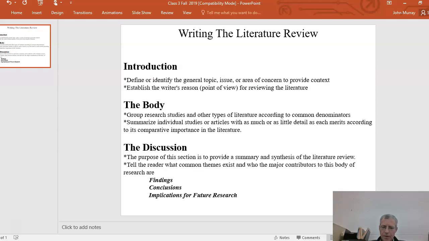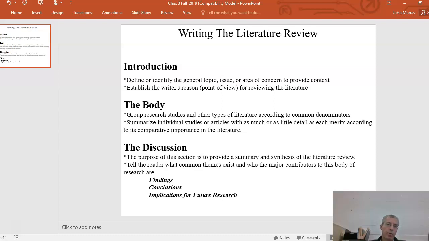So let's start with the big picture first. The goal of a literature review is to communicate to your reader what is known about the topic that you have chosen to research. Remember, you're writing it for a reader who you assume has some basic foundational knowledge about the topic, but you're not writing it for an expert. So you have to write it in a way that tries to educate them about what is known about that topic.